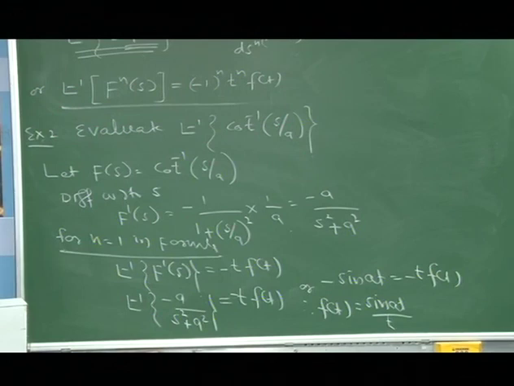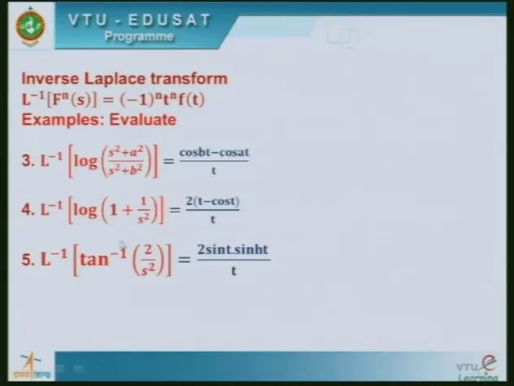So, like that we have examples: log of s square plus a square divided by s square plus b square, log of 1 plus 1 divided by s square, and tan inverse of 2 by s square. We can easily recognize the problems. Their f of s contains either logarithmic terms or trigonometric terms. We can take another example here: log of s square plus a square divided by s square plus b square.